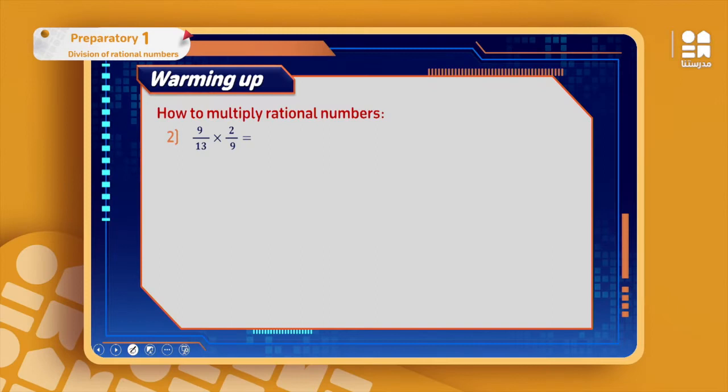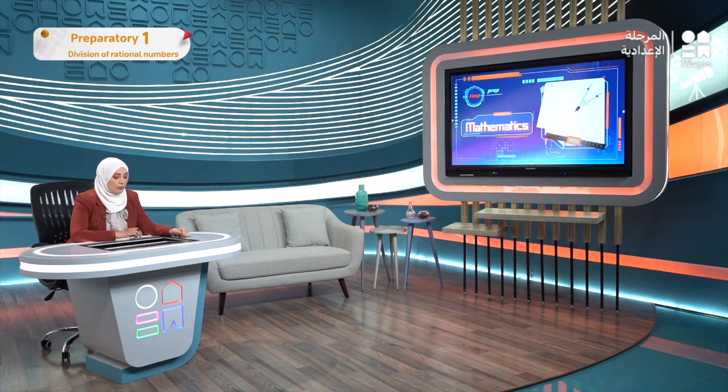Let's take another one. Here we have 9 over 13 times 2 over 9. I'm going to solve it by the first way, which is multiplying first. So 9 times 2 is 18, and 13 times 9 is 117. And here we need much time to simplify it. We will divide by 9, or maybe divide by 3 first, then divide by 3 one more time. So we will get 2 over 13.